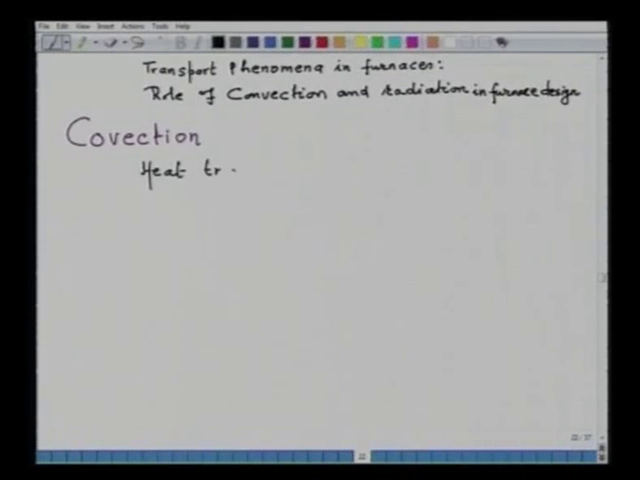Heat transfer coefficient is an important concept.